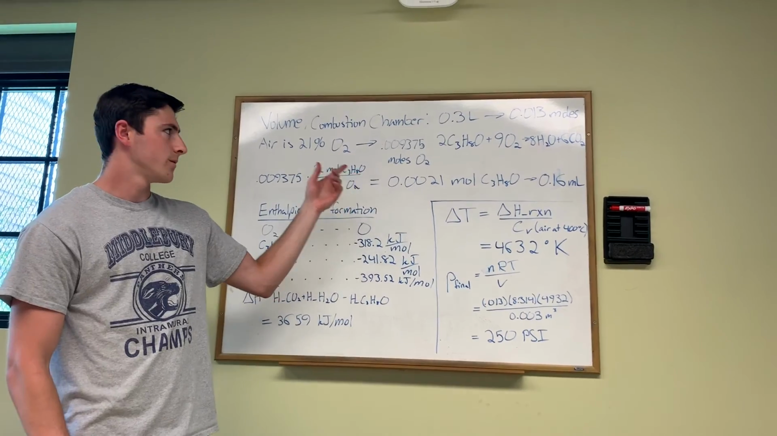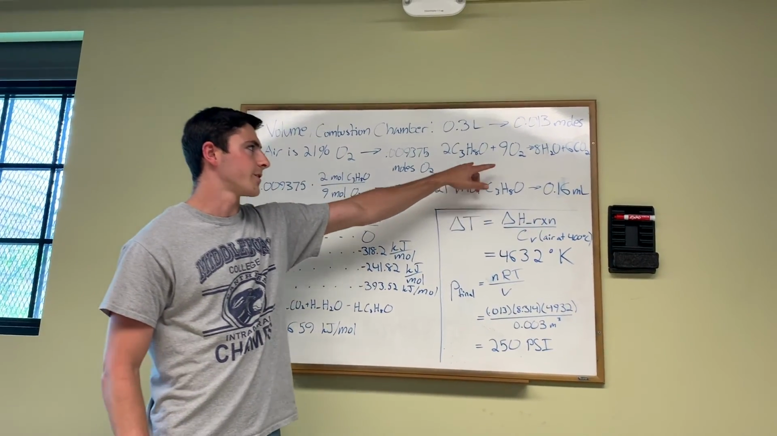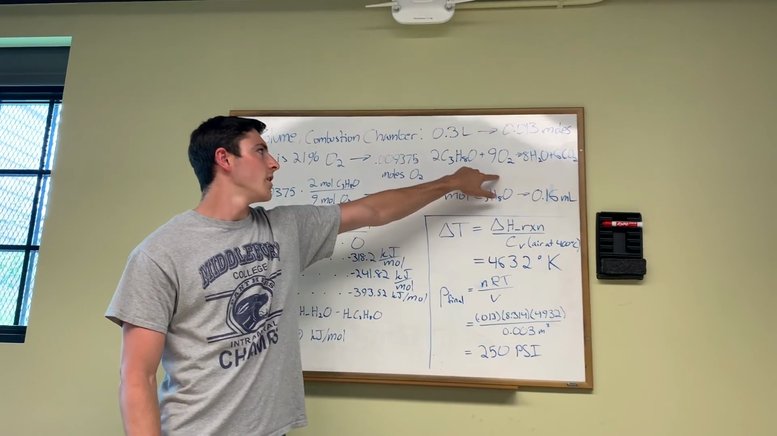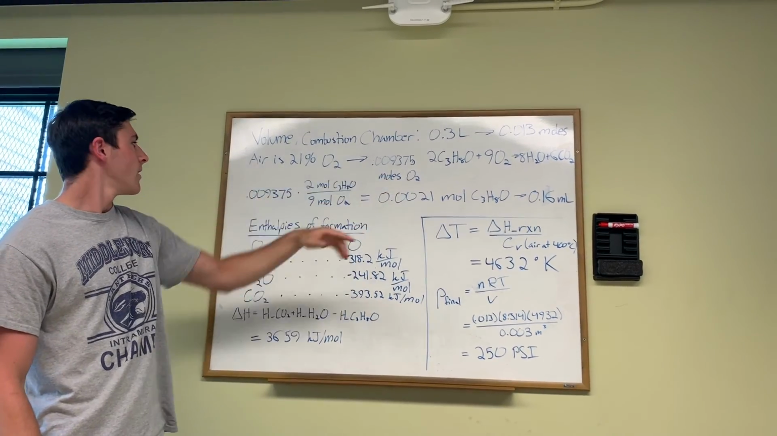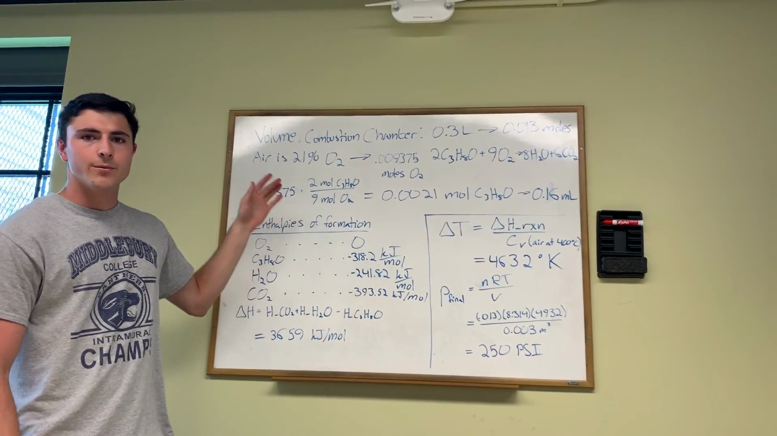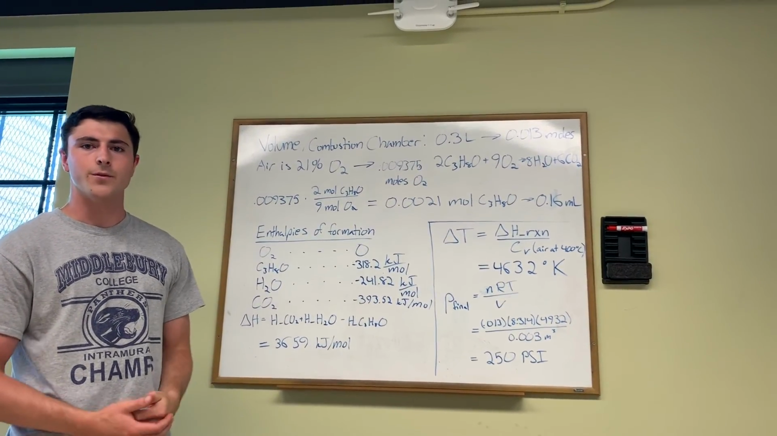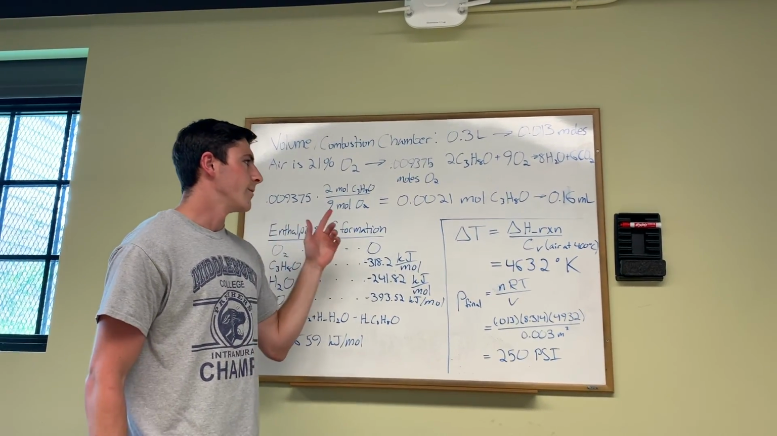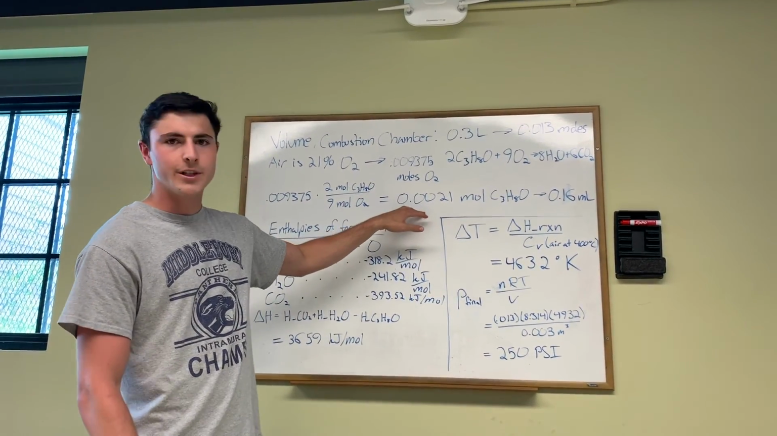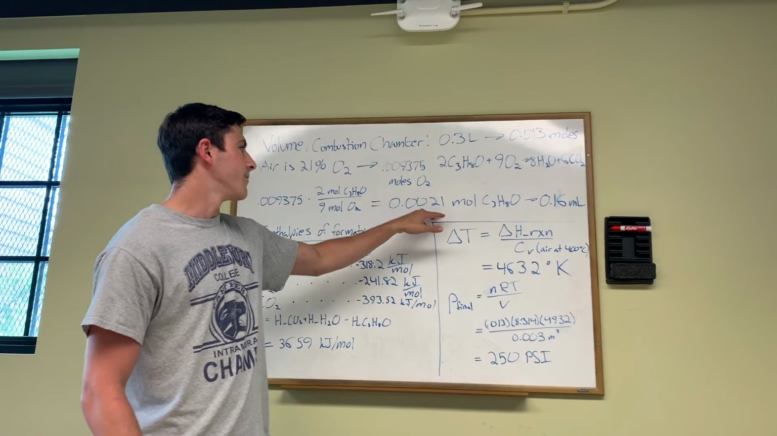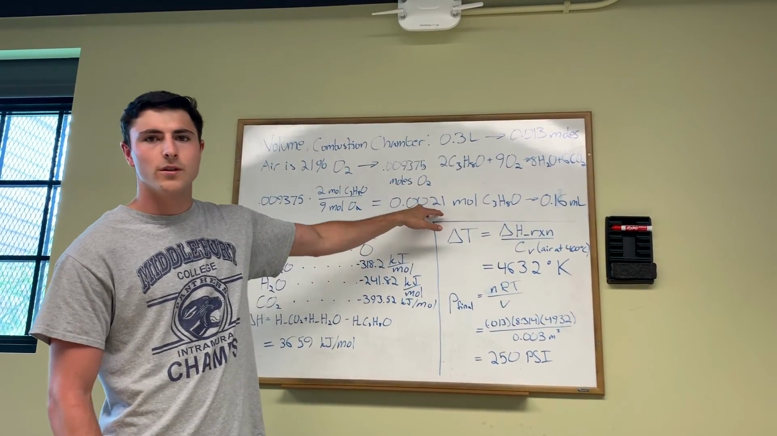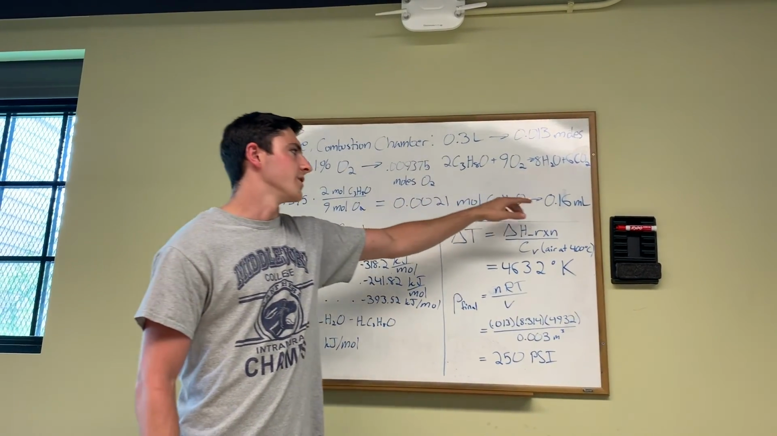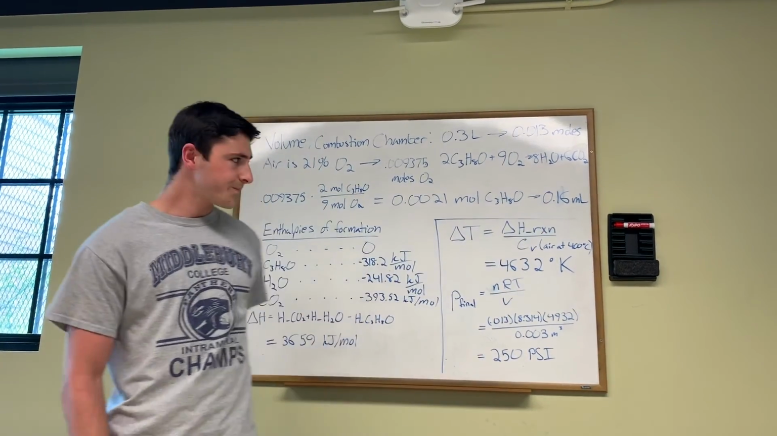0.009375 moles of O2. And the stoichiometric equation for the combustion reaction here shows that there's a 2 to 9 ratio between the amount of fuel and the amount of oxygen you need. So the amount of fuel we were planning on using to get complete combustion ends up being 0.0021 moles of isopropyl alcohol, which is exactly 0.16 milliliters.